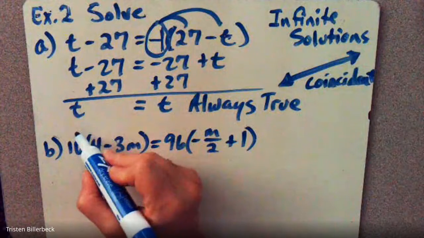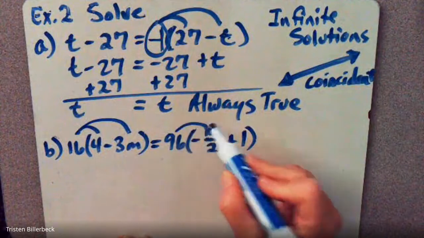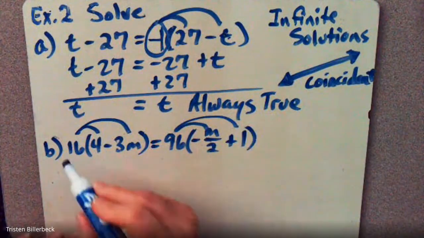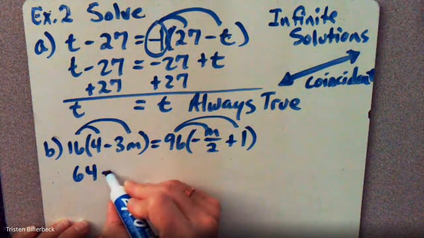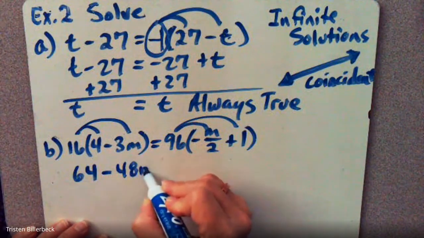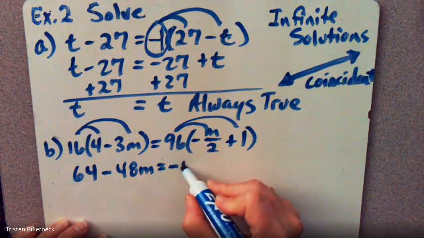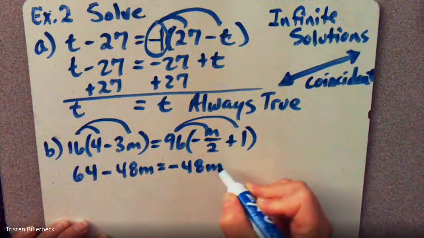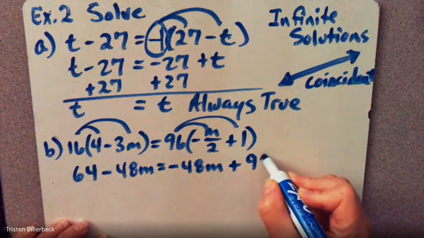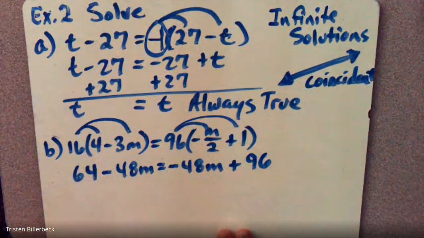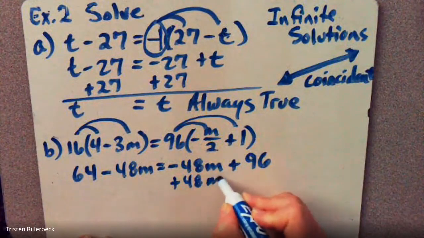Okay, so then we have 16, and we're going to distribute that to both of these. 96, we're going to distribute that to both of these. So 16 times 4 gives us 64. Then we have minus 48m equals, and this one we're going to have negative 48m, and then plus 96 when we finish distributing.